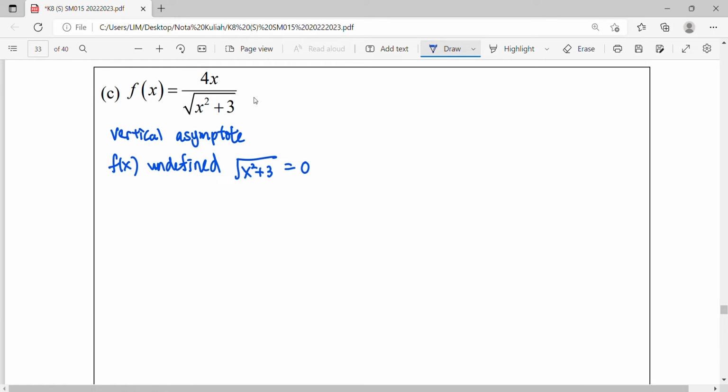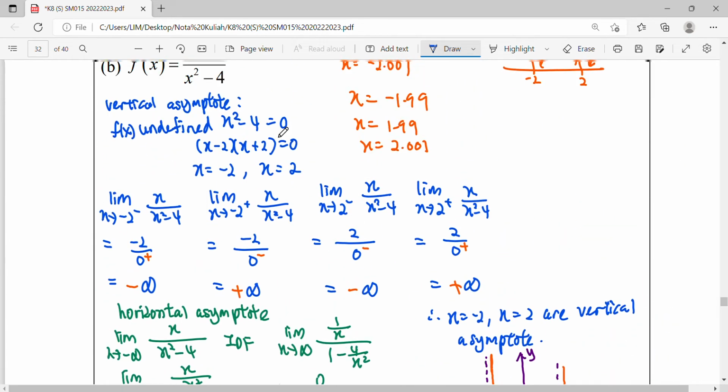So when we solve this, we square both sides, then x squared is equal to -3. Do you think we have a solution here? No. So this function won't have a vertical asymptote, because we didn't find a value that can make the function undefined. Kita tak jumpa sesuatu nilai yang akan membuatkan dia undefined. So maksudnya tak ada dah nilai yang berasymptote. Faham? Before this, we can find a value that can make the function undefined. So nilai yang menyebabkan function undefined, maksudnya di situlah akan berlaku asymptote.